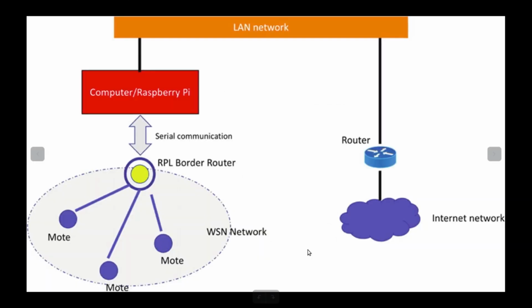But in reality, how can this be implemented? Now we can see node 1, node 2, node 3, and this is the entire wireless sensor network. The circle with the yellow color is called the RPL border router. This RPL border router has a serial connection to a computer, a Raspberry Pi, or any computing facility we can have. That in turn is connected to the LAN network. This LAN network has internet connectivity and the local area network, and in turn it connects to the router and the internet backbone. So this is the overall picture of the RPL border router.